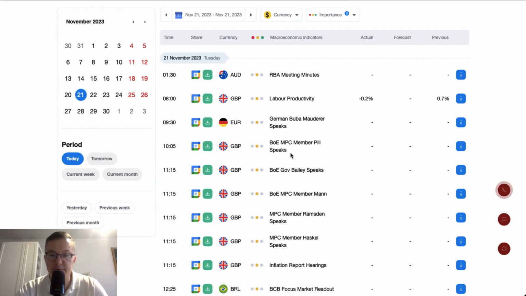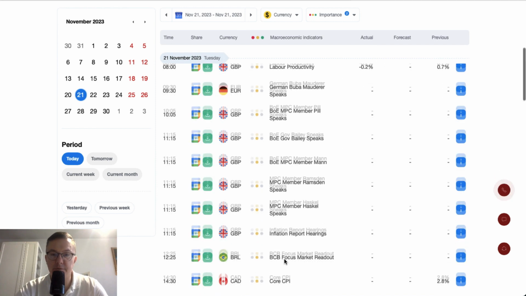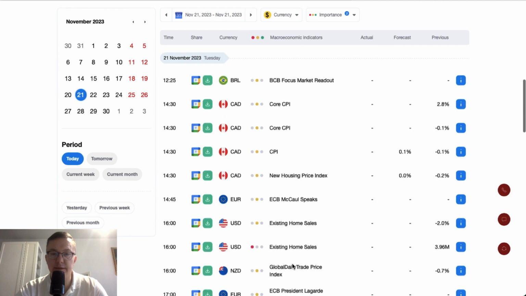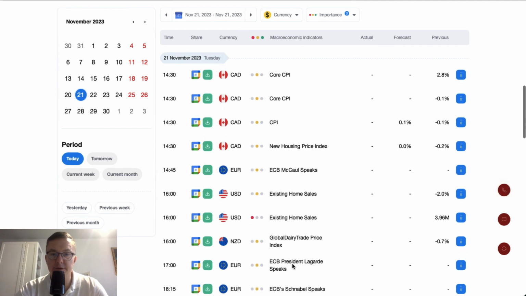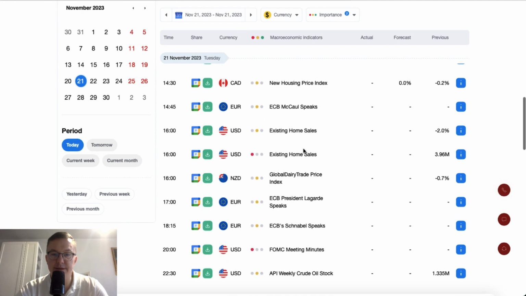Bank of England MPC member Pill will give a speech, Governor Bailey will give a speech, and MPC members Ramsden and Haskel, because it's all about the inflation report hearings that start at 11:15. So there are plenty of remarks from these MPC members. During the New York session, we got the Canadian data, core CPI and the CPI, scheduled for release at 2:30 together with the new housing price index.